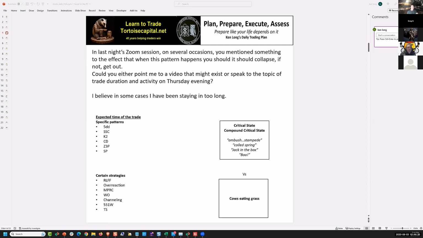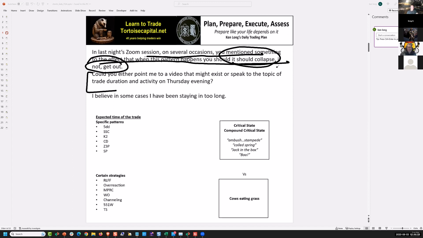Lou asked, hey, in the previous sessions, I mentioned something: that when this pattern happened, it should collapse or work right away if it doesn't get out. Could you point me to a video that might speak to that?